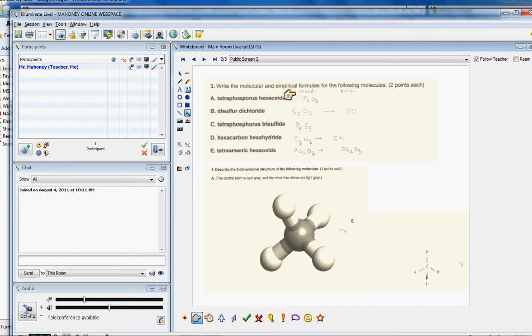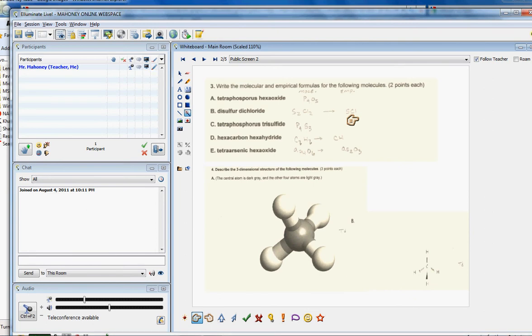So you'll see in here, if it had a different empirical formula than the molecular, I went ahead and changed it. Other than that, they're the exact same. So tetraphosphorus, again, because of that number, it's molecular, tetraphosphorus, so P4O5. And since the 5 and the 4 are not divisible by anything, that's the same as the empirical formula. So the next one, disulfur dichloride, S2Cl2. Those 2's can actually be divided and further broken down to SCl for an empirical formula.